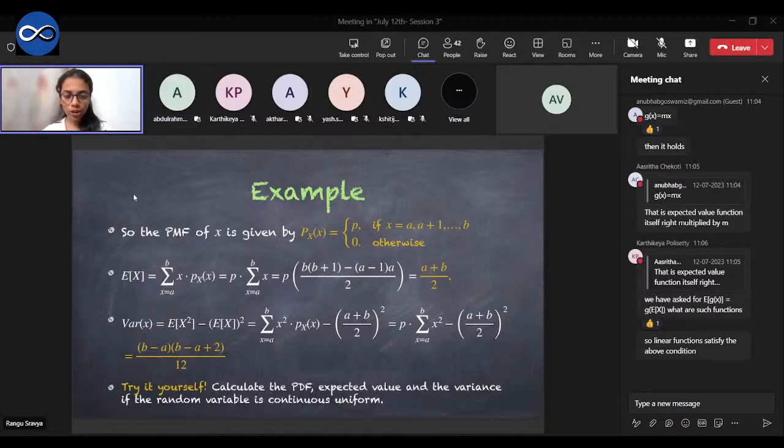So if you take a discrete uniform random variable which has uniform probability from a to b, then E of x will be (a plus b) by 2 and variance will be (b minus a) into (b minus a plus 2) by 12. Now try yourself, calculate the PDF, expected value and the variance if the random variable is continuous uniform. So similarly for the continuous case also, try calculating expected value, variance and PDF if the random variable is uniform.